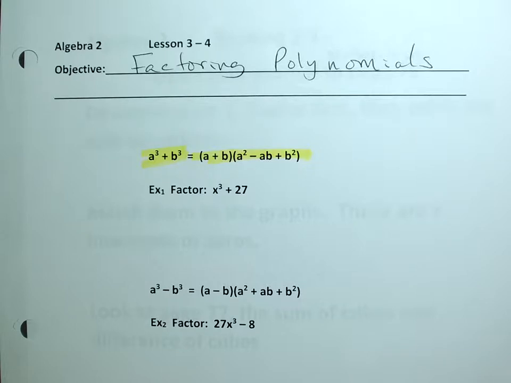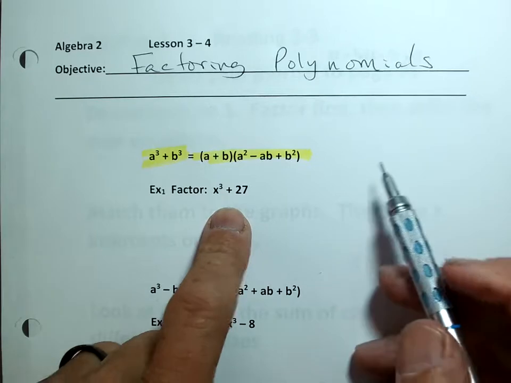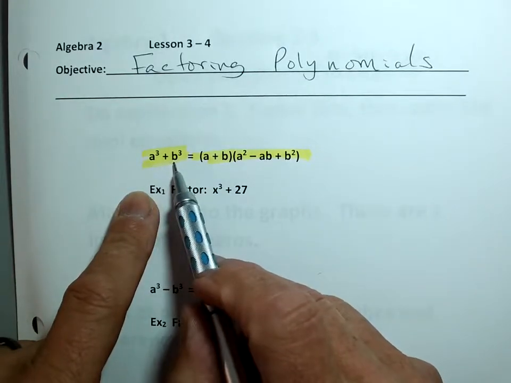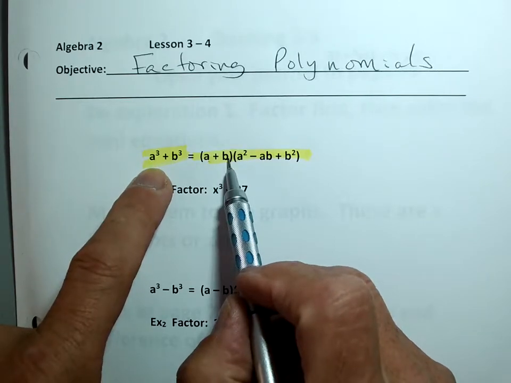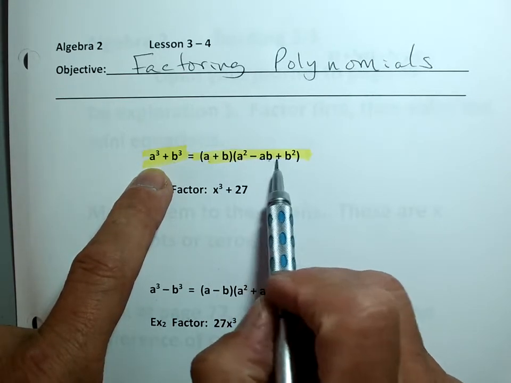So how does it work? Well, there's a rule, there's a formula, and the formula makes it pretty easy, okay? So if I've got a cubed plus b cubed, the formula is just a plus b, times a squared minus ab plus b squared, okay?